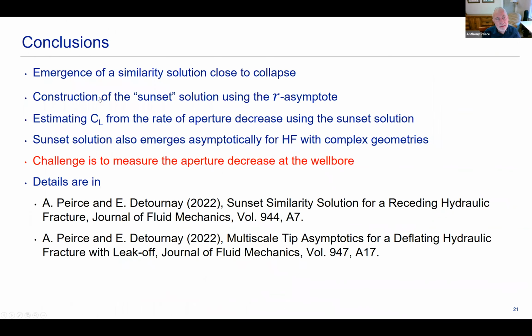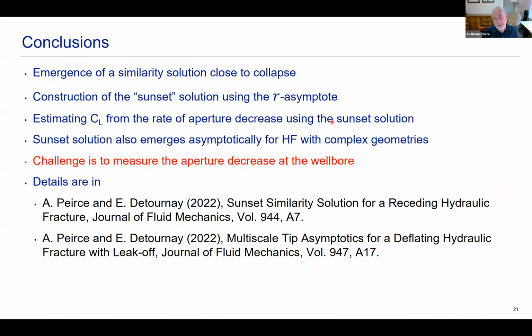Okay, so some conclusions. Hopefully I've managed to convince you that there's this emergence of a similarity solution close to collapse. I took you through the construction, and I apologize if it was a bit too much math. But anyway, the construction of the sunset solution was based on the numerical evidence that we had, the functional forms that we could look for, etc. And most important was this R asymptote, which gave us the idea that we need a Taylor series.